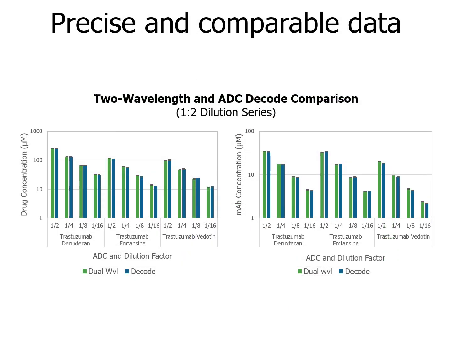If we want to evaluate the performance of this further, we can look at those same three samples by the traditional two-wavelength method, where the extinction coefficients can be known, and by the ADC Decode method, where we're evaluating the spectral deconvolution of the antibody when the drug spectrum is unknown. You can see that by both methods, there's excellent agreement in the drug and antibody concentrations, and we've run this across a dilution series where we're comparing 4 points of a 1 to 2 dilution series, and we see that the results are very, very linear and incredibly precise.